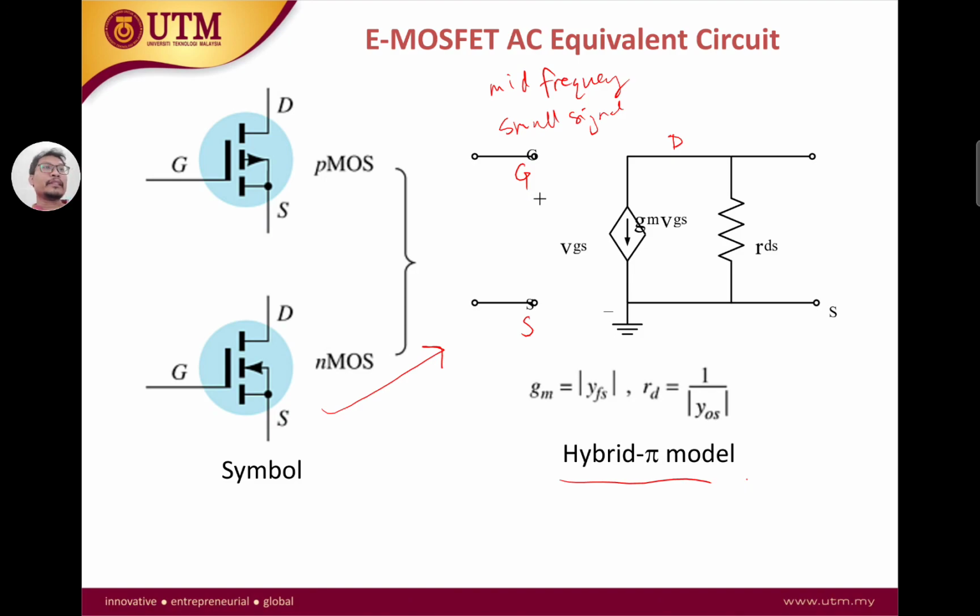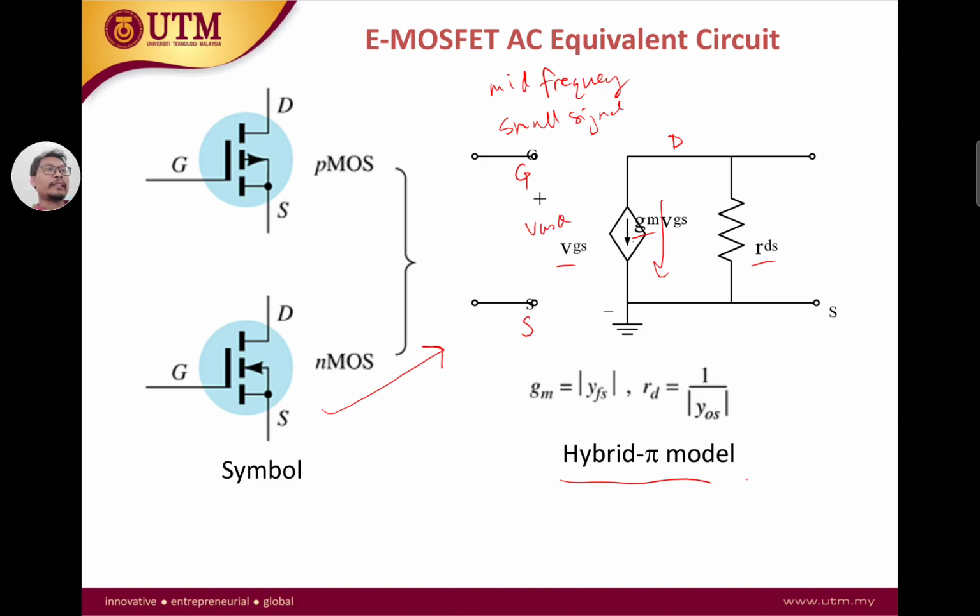So what are the components in the small signal mid-frequency circuit? We have three components here: VGS, gm, and rds, and we have a voltage controlled current source, gm VGS, going down. In order to know the value of the current, we need to find the values for gm and VGS. VGS is basically calculated in our DC analysis, which is the VGSQ.